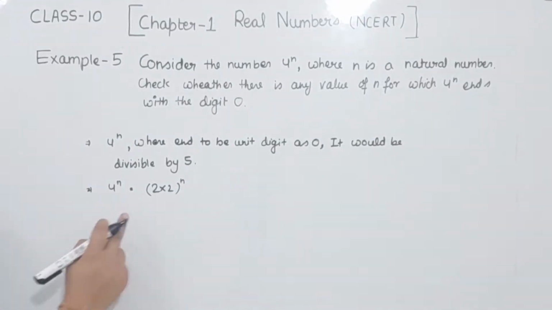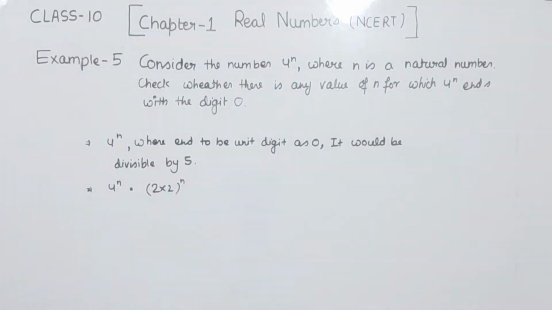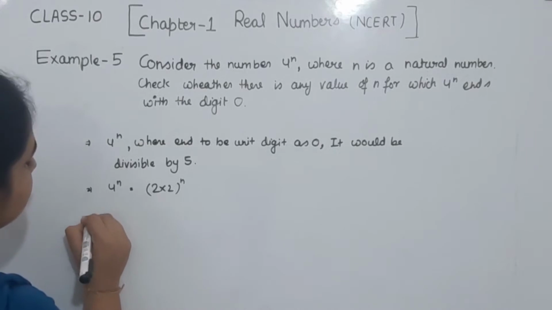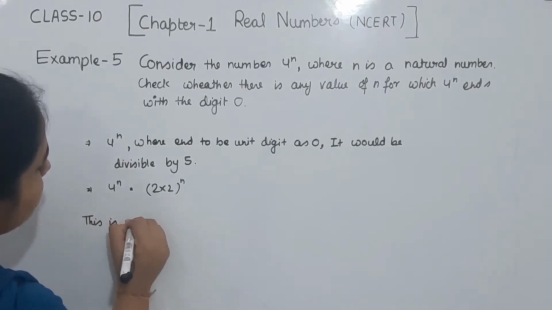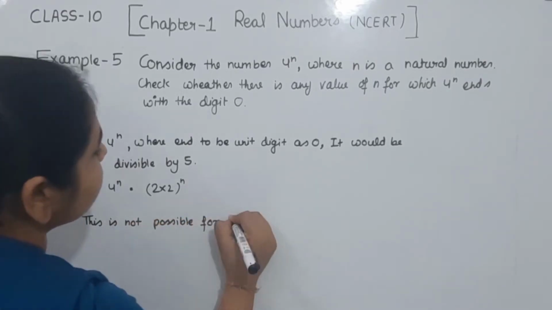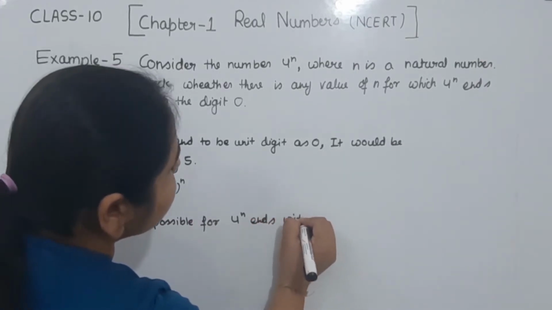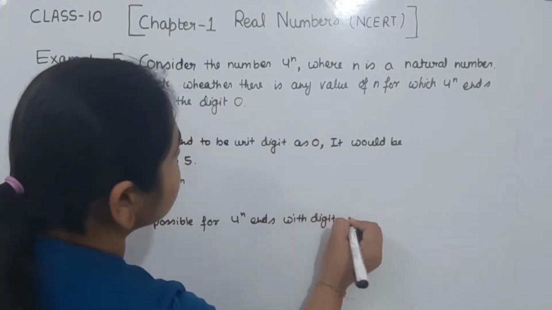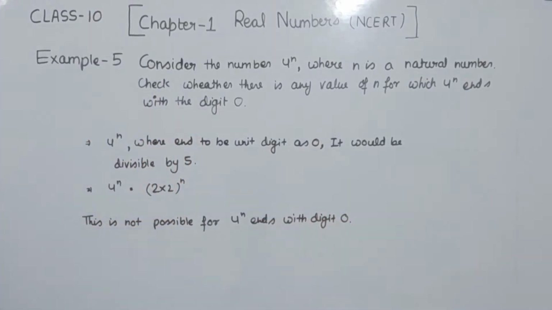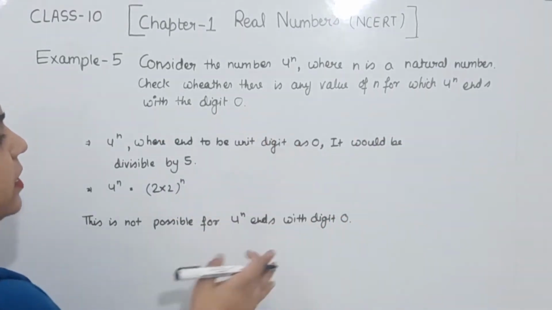In any factor, we do not have a prime factor that is divisible by 5, or any number that is divisible by 5. So we write here, it is not possible for 4 to the power n to end with the digit 0. So in example number 5, we had to prove that 4 to the power n ends with the digit 0, and it is not possible.